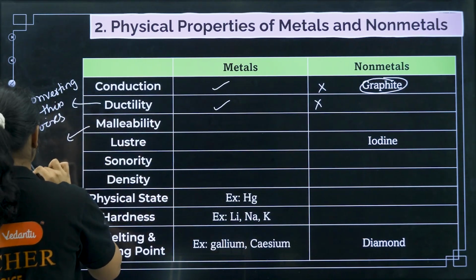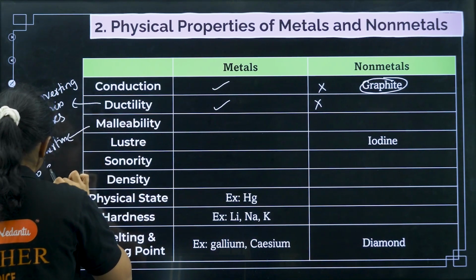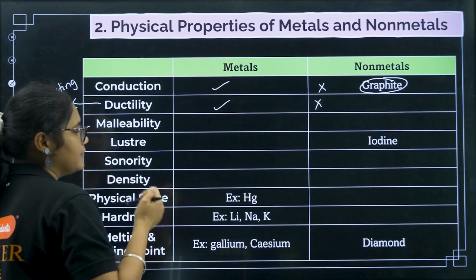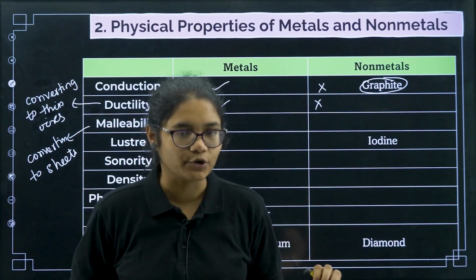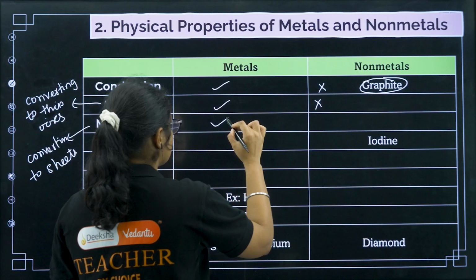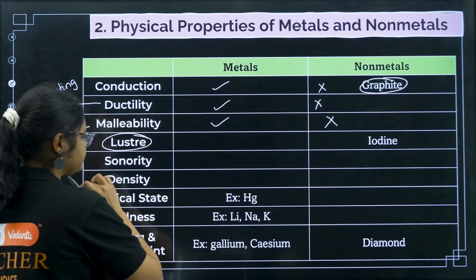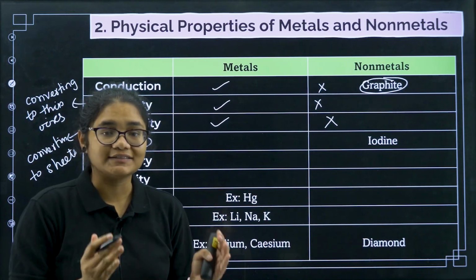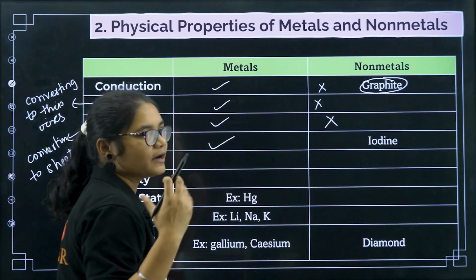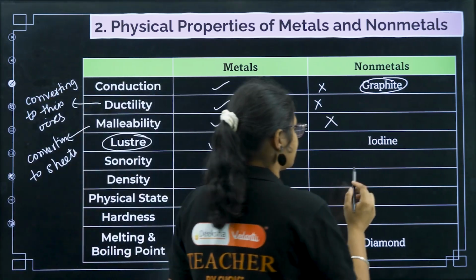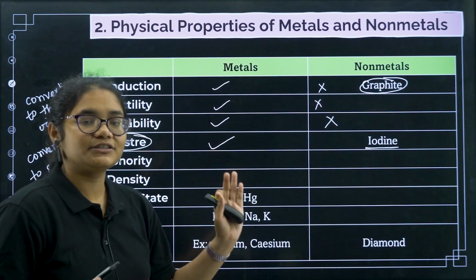Malleability means converting into thin sheets. You can hit the metal and convert it into thin sheets. Metals are malleable, non-metals are non-malleable. Now coming to luster. Luster means a shiny appearance. Metals are generally lustrous, non-metals are dull. But here also we have an exception, iodine, which is a non-metal but is a lustrous element.